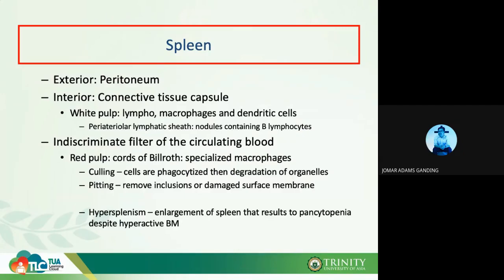Okay? So, by the way, ayan, hypersplenism is the enlargement of your spleen that results in pancytopenia despite hyperactive bone marrow. Pancytopenia is low, all your blood cells are low. Ano yung kabaliktaran ni pancytopenia? Sige nga kung natatandaan nyo pa. Lahat ng naaalala nyong pinagdi-discuss natin, clin chem, hema. PV, what is PV? Your polycythemia vera, correct. Increase naman lahat ng blood cells mo doon.